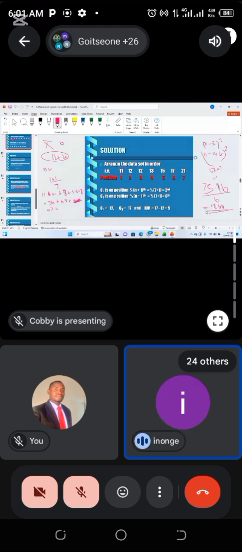Is it clear now? Yes. So you only square when you get a number with a negative? No, everything you square. Okay, you square everything. Yeah.